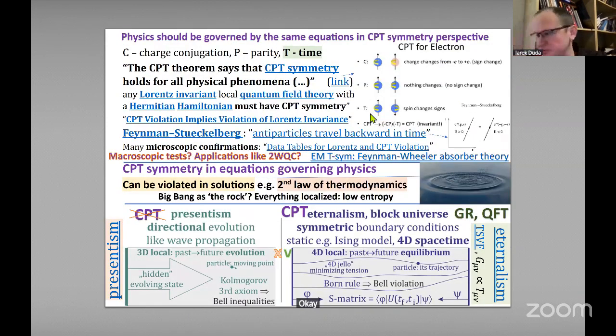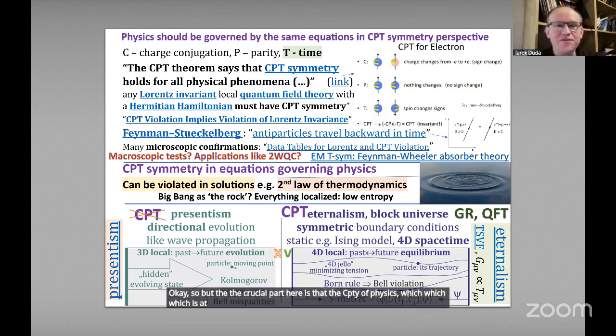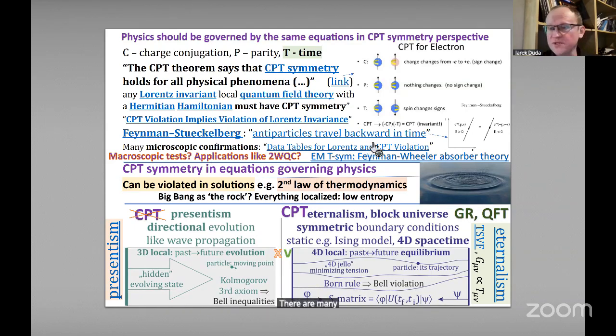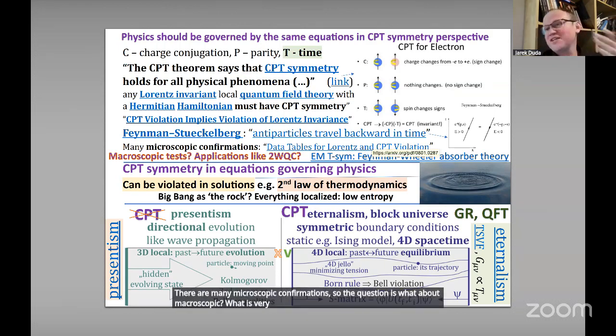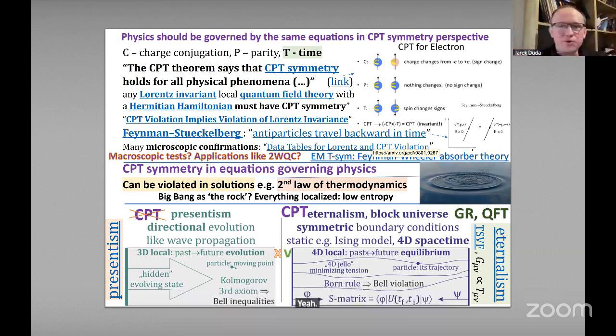Okay, but the crucial part here is the CPT symmetry of physics, which is at the heart of modern physics. If it would be violated, then we need to change the Lorentz invariance and everything. So I think nearly all physicists believe it's true. There are many microscopic confirmations. So the question is, what about macroscopic? It sounds controversial that the equations governing physics are practically the same if you go forward in time, but also backward in time. So one can ask, what about the asymmetries like entropy growth?